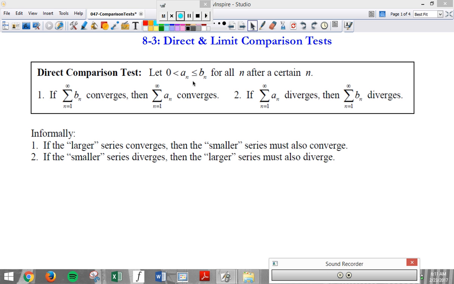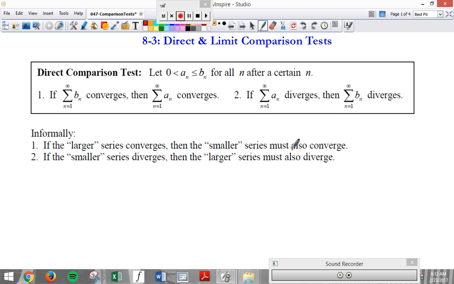So the main goal for the direct comparison test, which is frequently harder, is that if we want to prove that a series converges, then we want to find a larger series that also converges. Because if a series that is larger than it converges, then the smaller series must also converge. If we want to prove a series diverges, then we want a smaller series that would also diverge. If the smaller series diverges, then the larger series must also diverge.